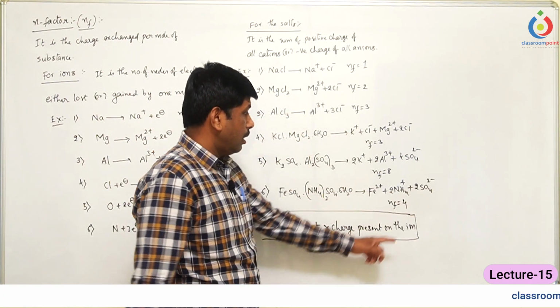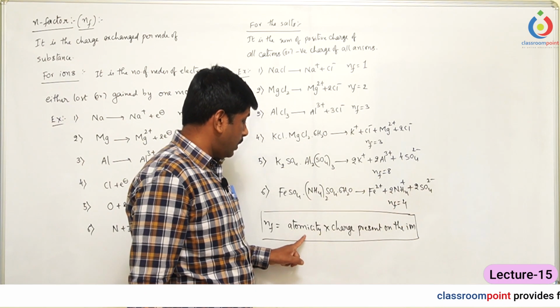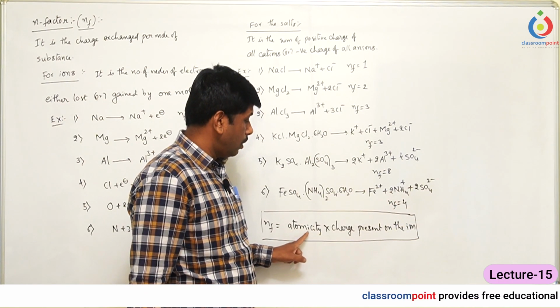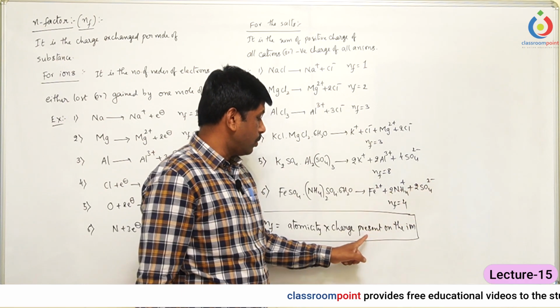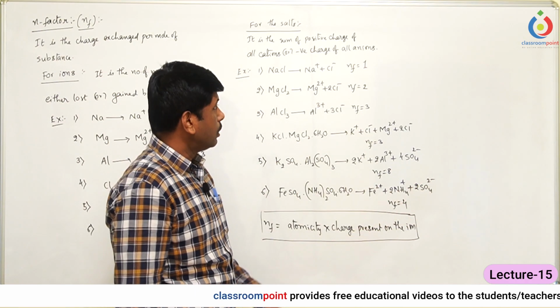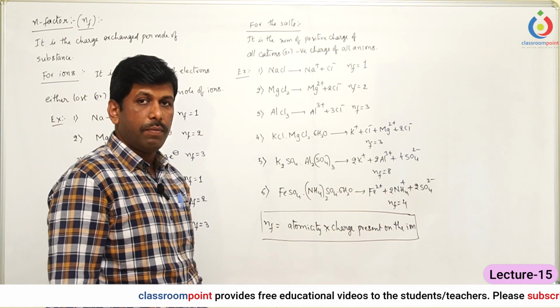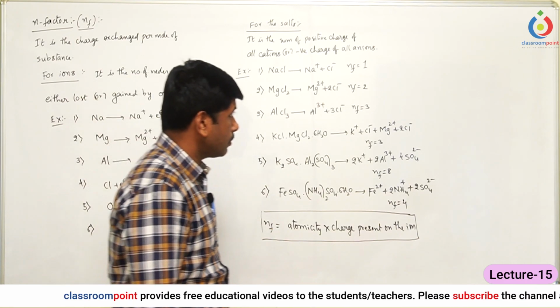For example, here sulfate is there. 2 sulfates are there. Number of ions 2 into charge on every ion equals to 2. So 2 into 2 equals to 4. So like this we can calculate the N factor for the salts.